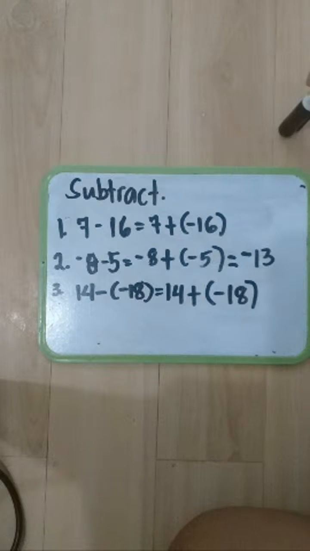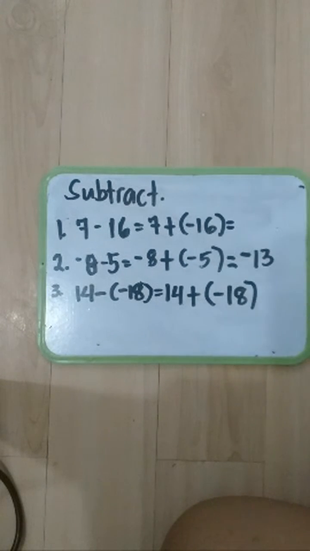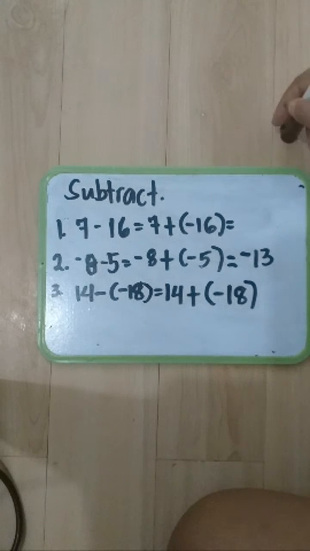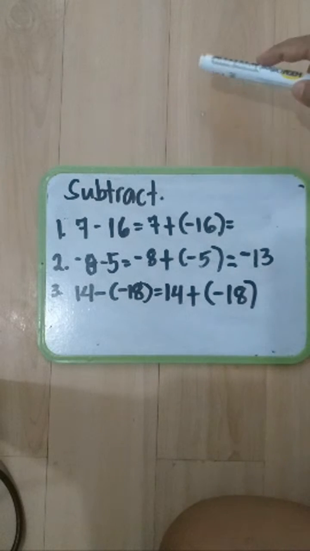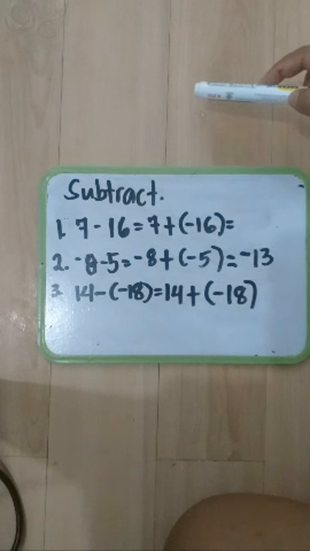Next, for number 1, we have to apply different sign. Kaya sabi ko kanina, kopyahin niyo yung video ko kasi kailangan yon sa subtraction of integer. For number 1, absolute value tayo. Wait lang ha, absolute value. We are talking about the absolute value.